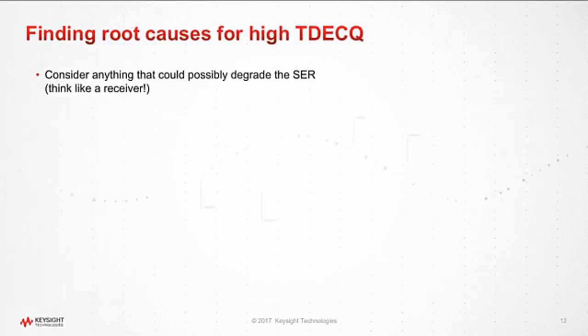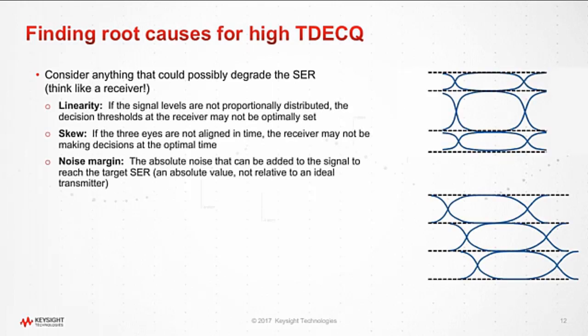So one of the challenges is trying to find root cause for high TDECQ. So let's say that you've got a TDECQ result and it's higher than you'd expect. Where do you go to try and fix that problem? Well, you really want to start thinking like a receiver. So could it be poor linearity, meaning that each one of the levels is not equally spaced? And if it's not, then the decision threshold at the receiver may not be optimally set, and that could certainly impact your system SER. Skew, if your skew isn't properly aligned, that could also impact SER, as can noise.